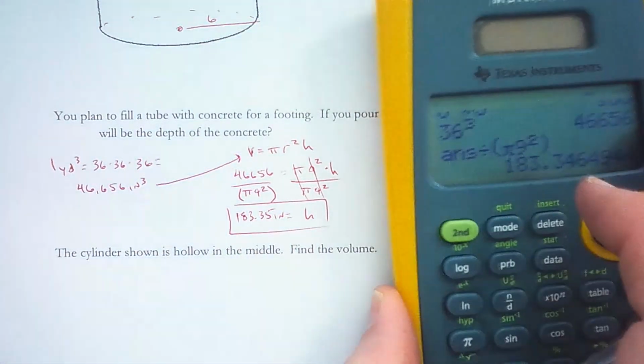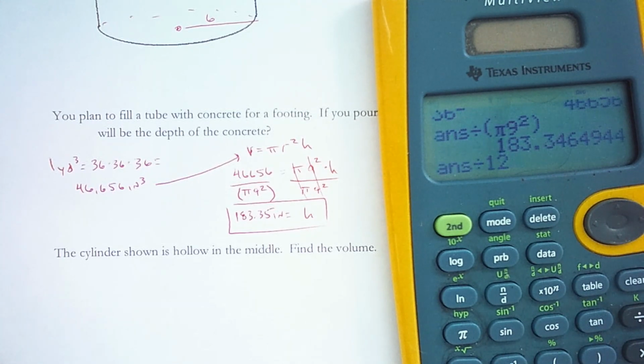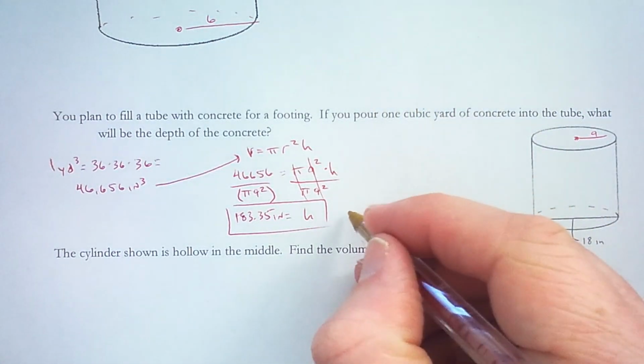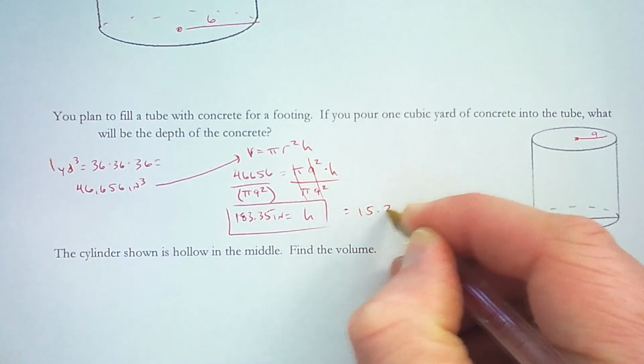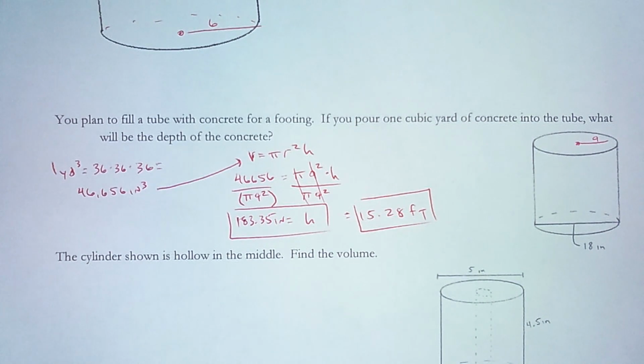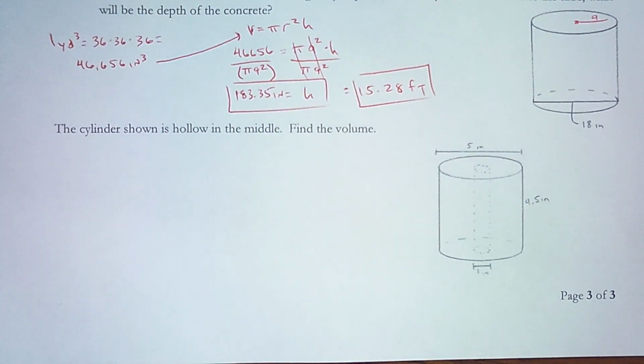Let's convert that to feet to get maybe a little better idea of how deep this is. We'll divide by 12 inches per foot, and we get 15.28 feet. That's a pretty deep footing, so it's probably not for something like a mailbox. That's something that's going to stick up a decent ways above ground and is going to need quite a bit of stability underground.